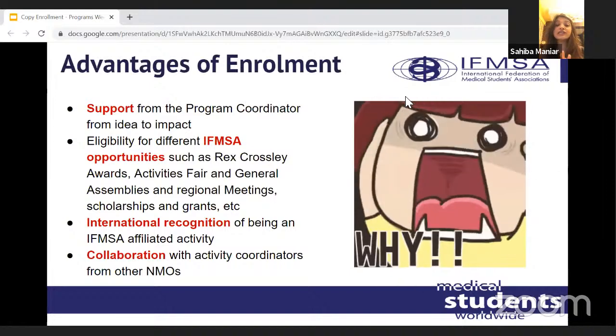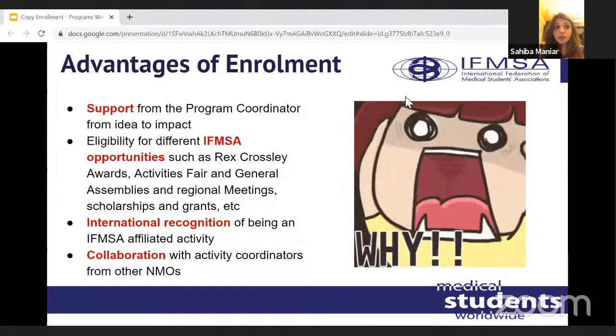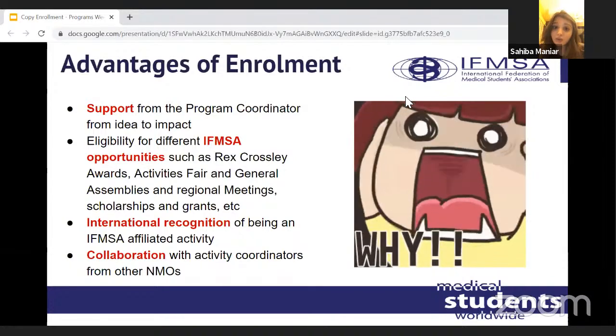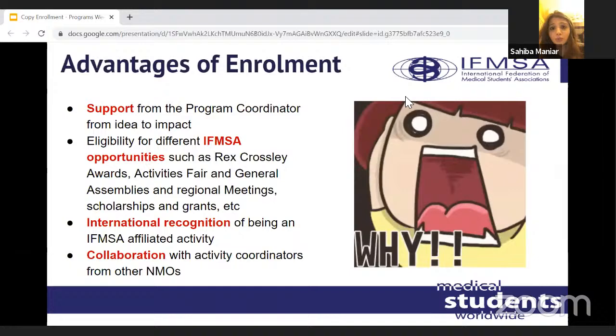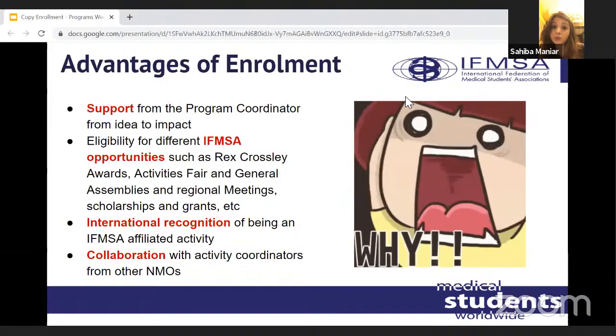Additionally, it helps you to create a network with other activity coordinators globally. So when you are working on a document or an activity, you are able to collaborate with someone from a totally different region, understand the issues they are going through, and contribute globally. And I think that is the whole purpose of IFMSA, where we are working locally to make a difference globally.